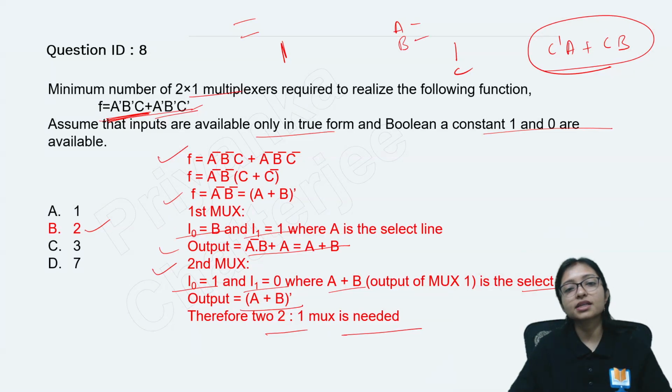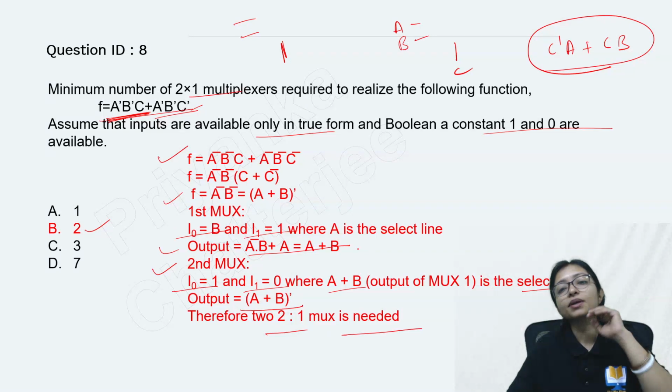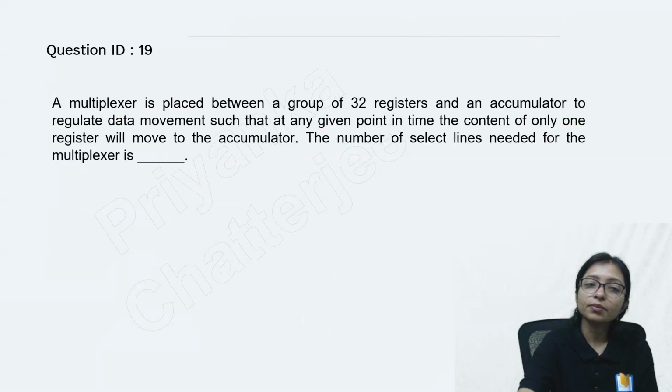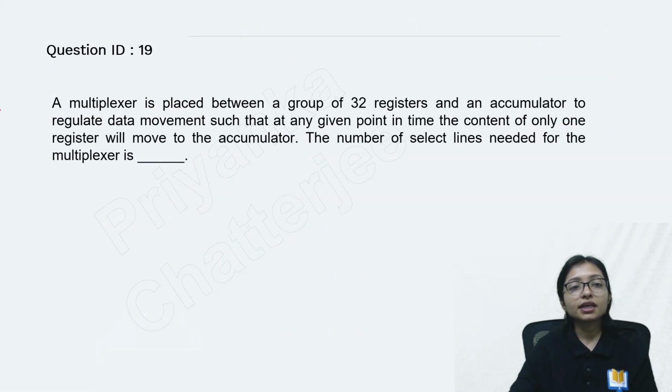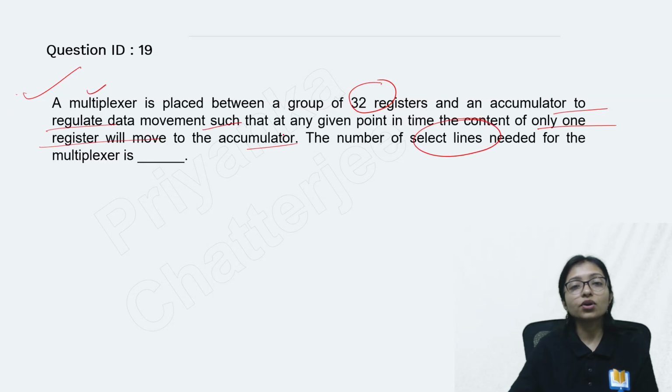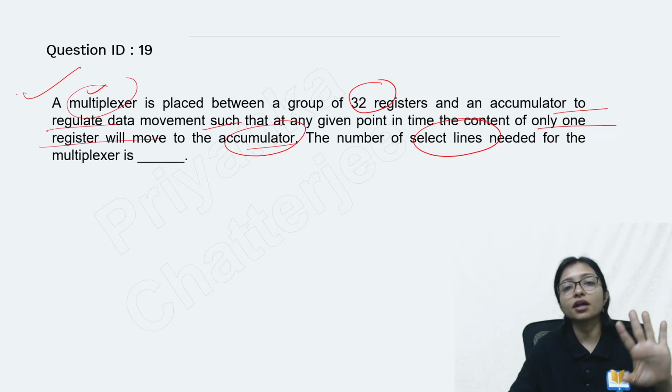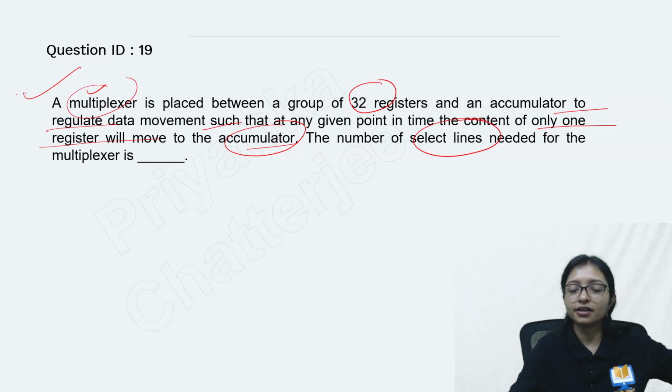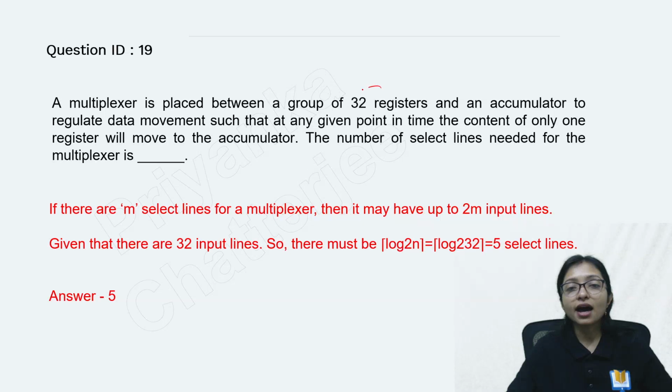In the first multiplexer you will select A plus B, in the second multiplexer you will send C, then only it will be possible. Now see here, whenever I am sending a multiplexer, this is a 32 register and the accumulator to regulate the data movement, such that only this register will be moved to the accumulator, the number of select lines. Simple. This is register, accumulator. By reading this, don't be confused. Just 2 to the power n and n.